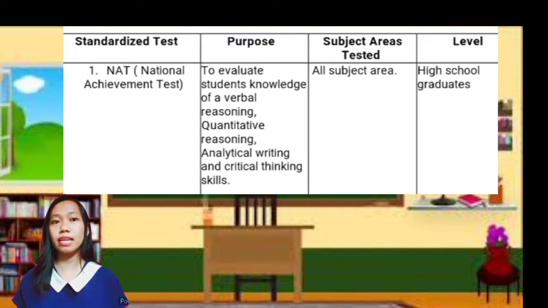The first standardized test that we found is the NAT, or National Achievement Test, and its purpose is to evaluate students' knowledge of verbal reasoning, quantitative reasoning, analytical writing, and critical writing. The subject areas tested here are all subject areas of high school graduates.